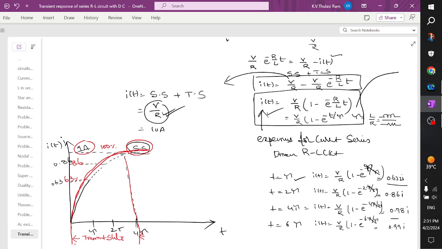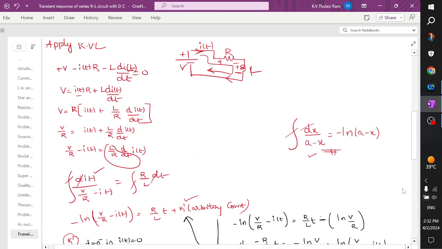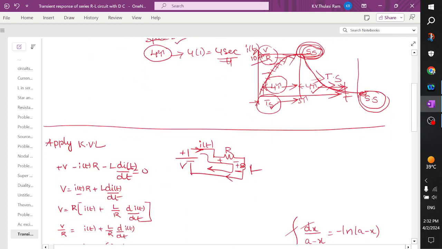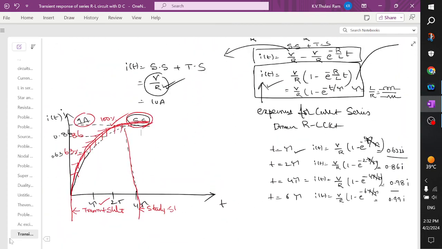And after 4 times the time constant, this will be in steady state. At steady state, what is the magnitude of the current? 100 percentage. So slowly, what you have to understand here is that the inductor is charging in the transient period, and the inductor comes to steady state when it is excited with a source of V volts. Now it's very simple to understand. The inductor has been slowly charged and it has reached the steady state. So this is how the inductor is charged.